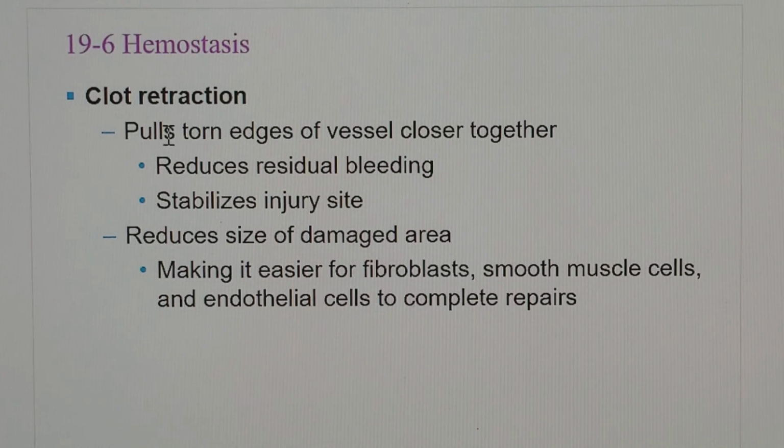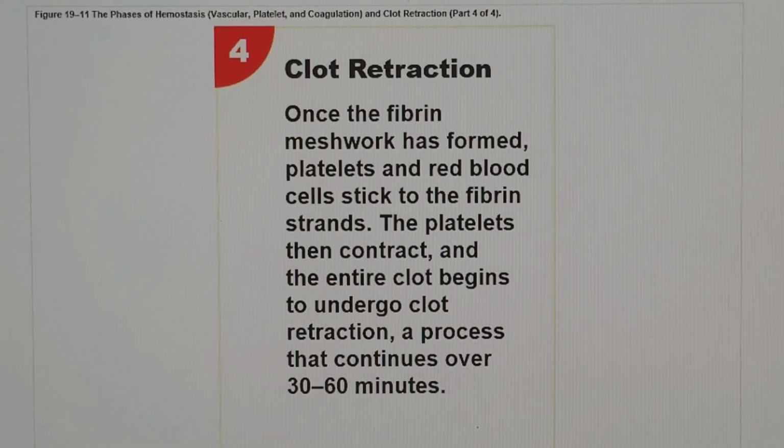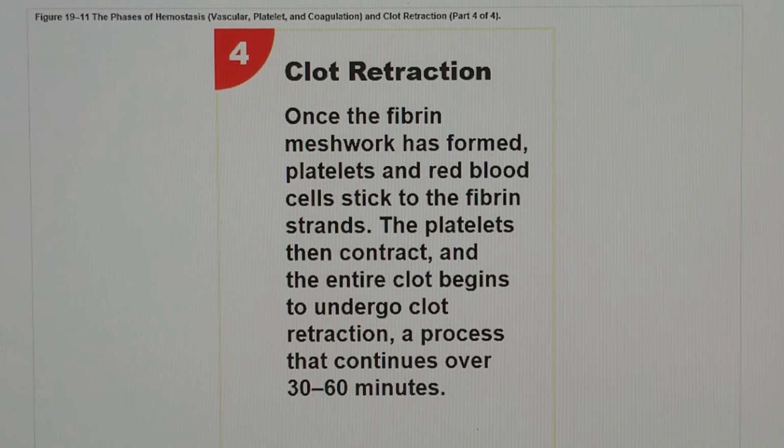Clot retraction pulls torn edges of the vessel closer together, reduces residual bleeding, stabilizes the injury site, and reduces the size of the damaged area, making it easier for the fibroblasts, smooth muscle cells, and endothelial cells to complete repairs. Once the fibrin meshwork has formed, platelets and red blood cells stick to the fibrin strands. The platelets then contract, and the entire clot begins to undergo clot retraction, a process that continues over 30 to 60 minutes.